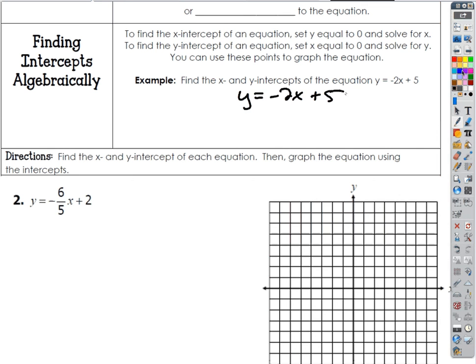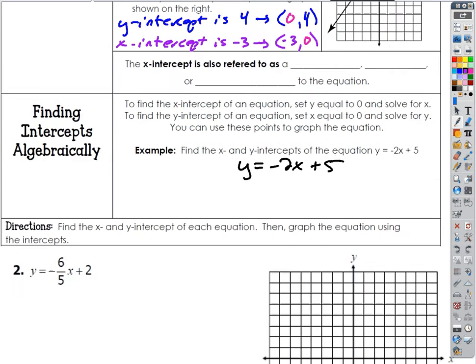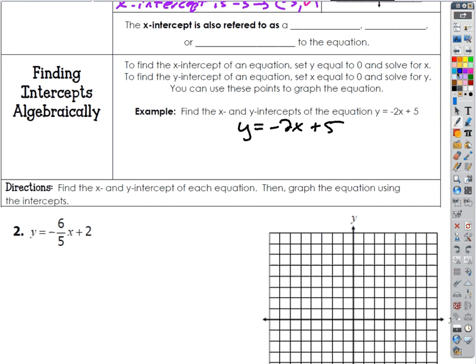So if I'm looking for the Y-intercept, I'm going to do that first. It's going to be the ordered pair where I know that X is going to be 0, right? And so if X is 0, I'm going to plug a 0 in for X, and I'm going to get Y equals negative 2 times 0, which is 0, plus 5. So Y is just equal to 5, isn't it?